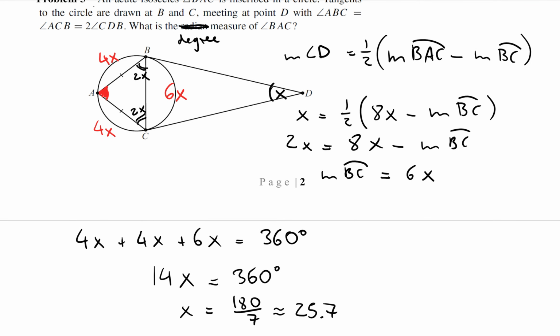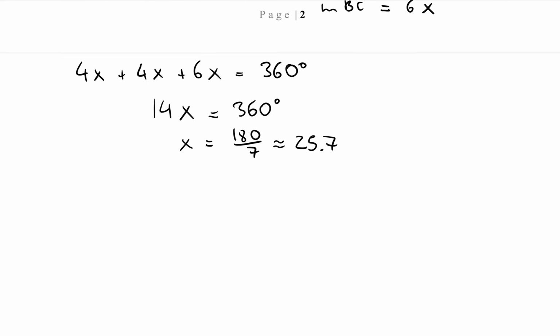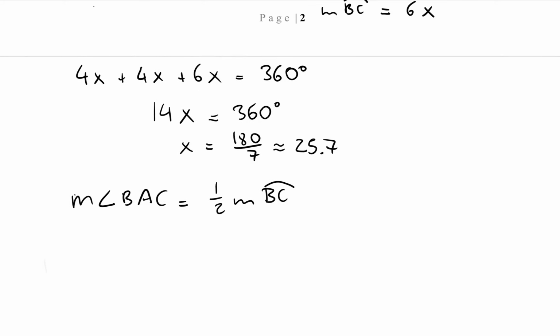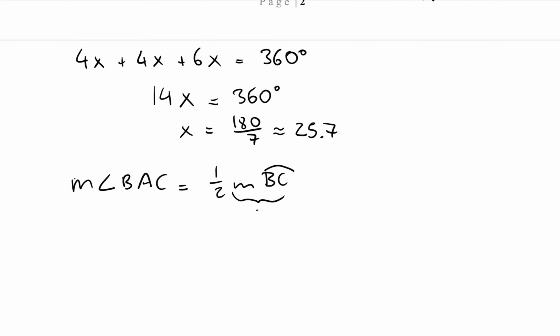So how do we find measure of angle BAC? As you can see, the measure of angle BAC is an inscribed angle, and it's half of the arc that it intersects. So it's half of arc BC. That means that the measure of angle BAC is equal to 1/2 measure of arc BC. All we need to do now is substitute, because we know measure of arc BC is just 6x. So that's going to be equal to 3x.